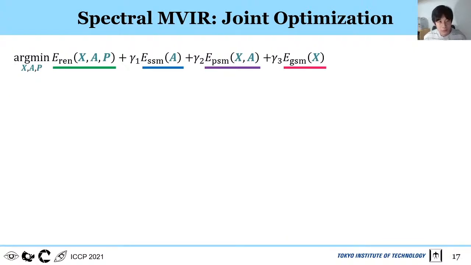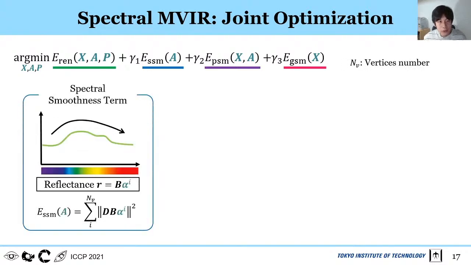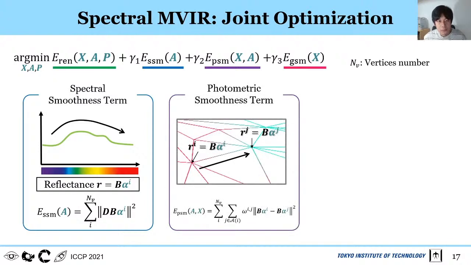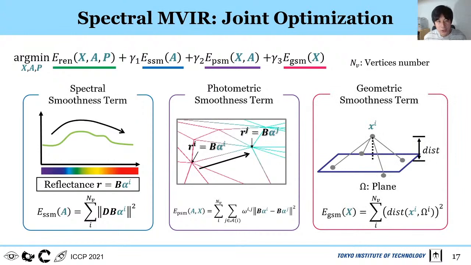Using only the rendering term, the optimization problem is still ill-posed, so we include three additional smoothness assumptions. There is the spectral smoothness term, which constrains the smoothness of the estimated spectral reflectance in the spectral direction. The photometric smoothness term constrains the smoothness of the estimated spectral reflectance in the spatial direction, and the geometric smoothness term constrains the smoothness of the estimated 3D shape.